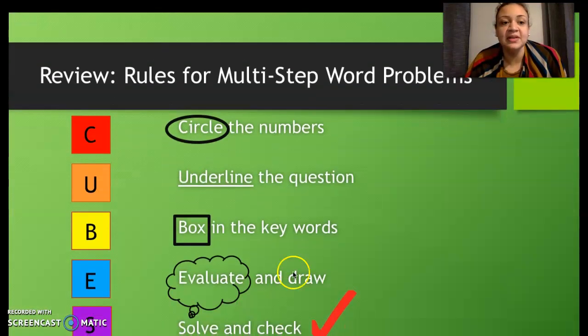Let's review the steps one more time. CUBES. C, circle the numbers. U, underline the question. B, box in the keywords. E, evaluate and draw. S, solve and check. Let's practice more in class.